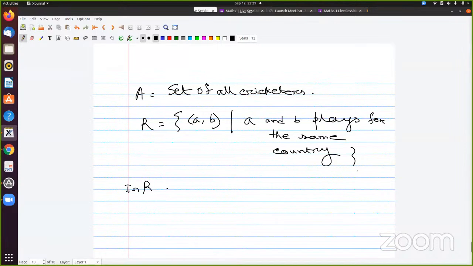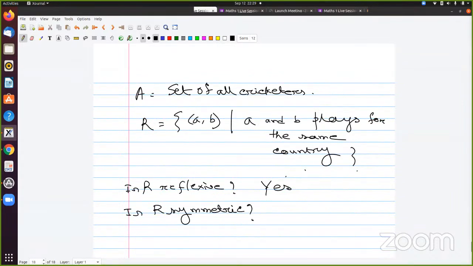Is it reflexive? Yes, sir, reflexive. Why? Because two elements play for the same country, so they are related to each other. For reflexive, (A, A) should be there. Both are the same player. How can one player play for two different countries? That is not possible. So it is reflexive. Is it symmetric?